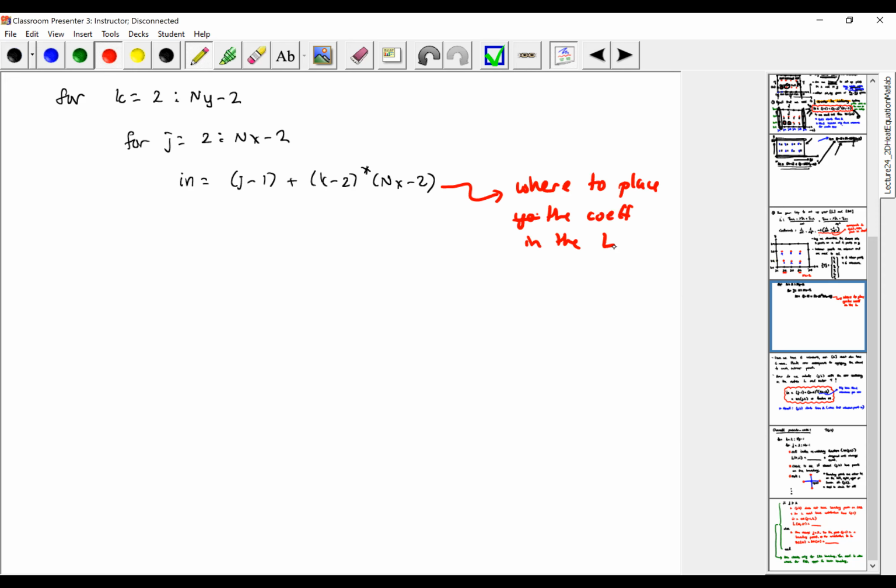All right. So once you have this, you know where to place it. The question then is, how do you set up your Laplacian matrix? So of course, for this, you have your LIN. What is LIN? This is your main diagonal term.